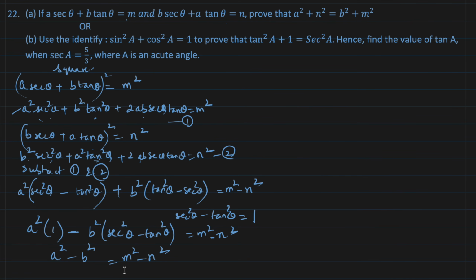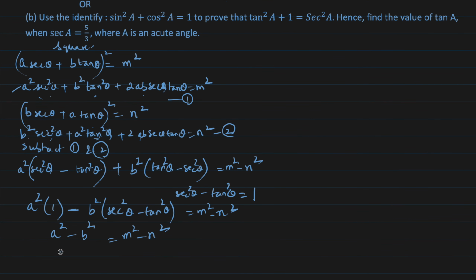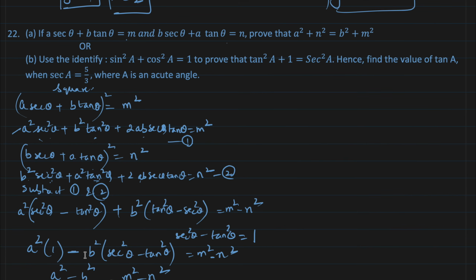Just do transpositioning. You have to get a square, minus comes here plus n square, b square goes there, so m square plus b square, hence proved. Done, students. I just did squaring, so please take care. Now the OR part we will do, okay? So here I'll start with the given thing.